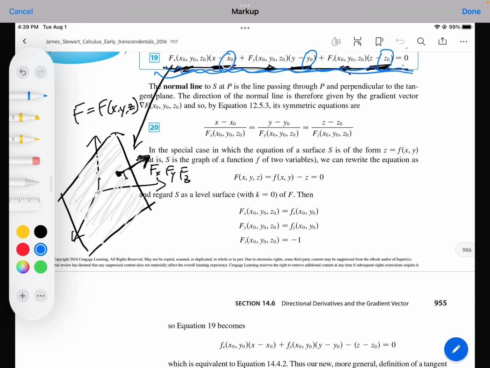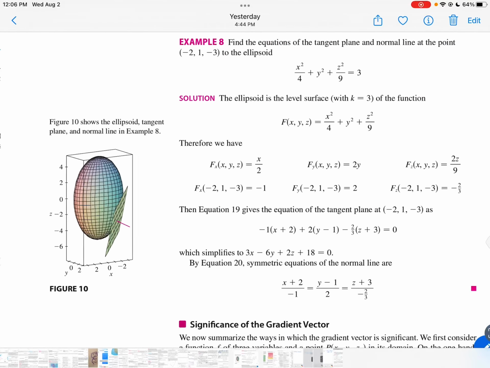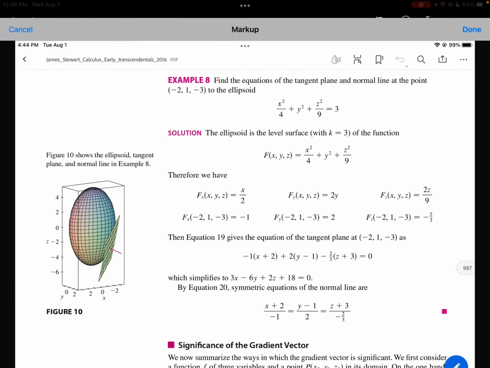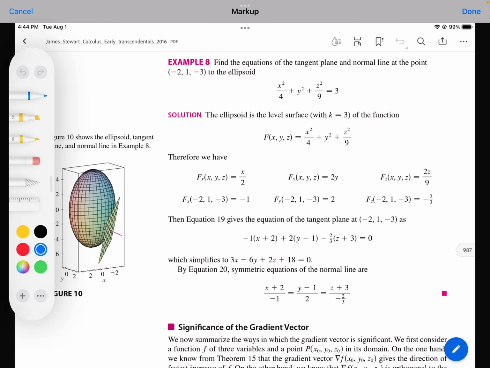This being the equation of the tangent plane, and then the normal line to the tangent plane is simply the gradient. So that's all you need to know. And for any question, let's say the next question here, find the equation of the tangent line and normal line at this point, right? So basically, you already know a point, and you want to find the gradient. See, right here, that's the gradient vector pointing out.